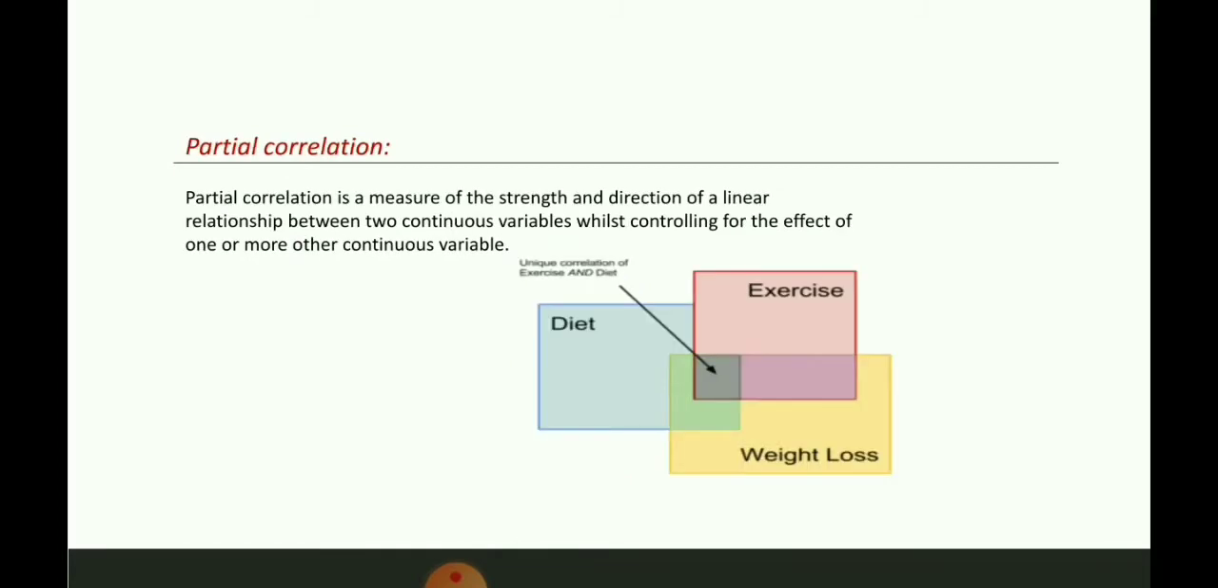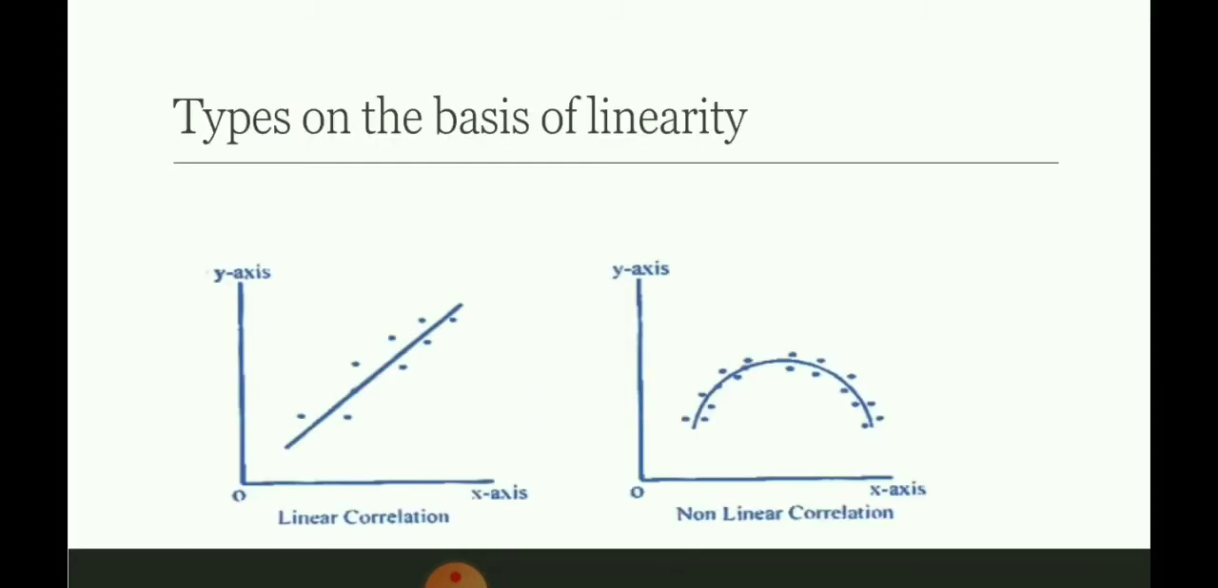And the third part is partial correlation. Partial correlation is a particular type of multiple correlation. You have more than two variables, but you consider only two variables to find the correlation between them. We take the third variable as constant. So keeping the other variable constant and considering the relationship between two variables only is called partial correlation.